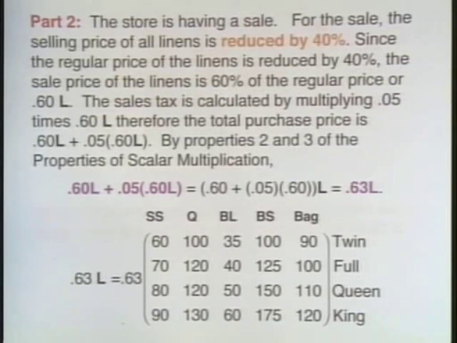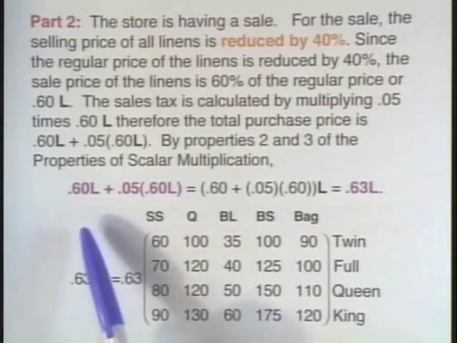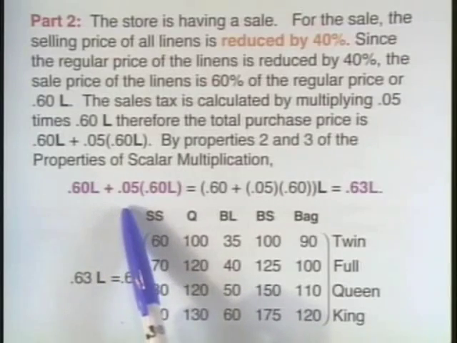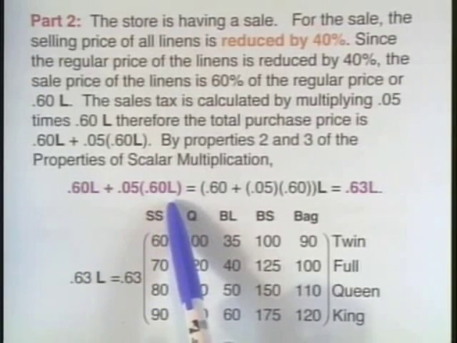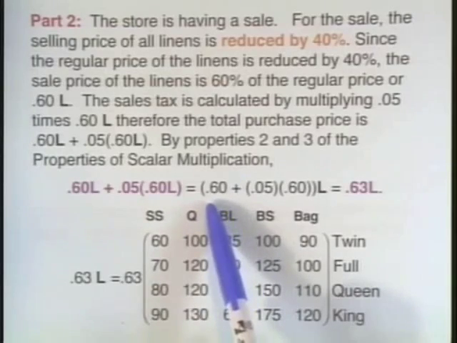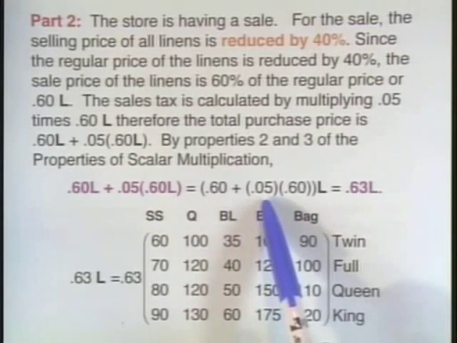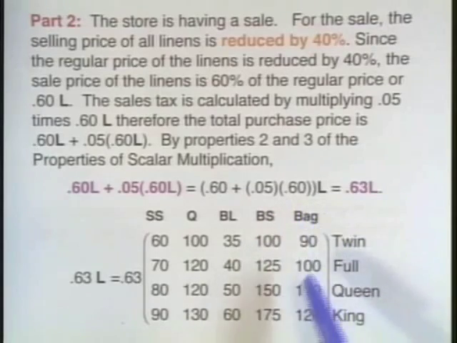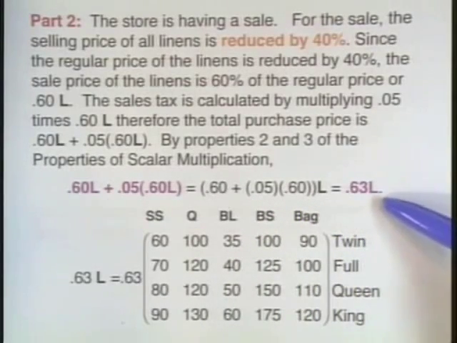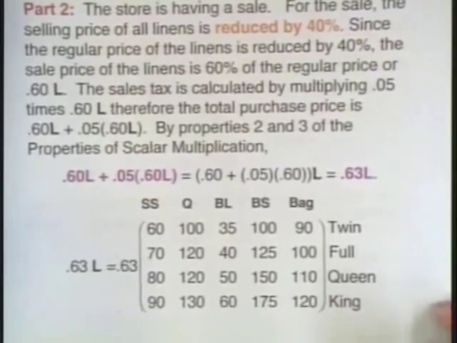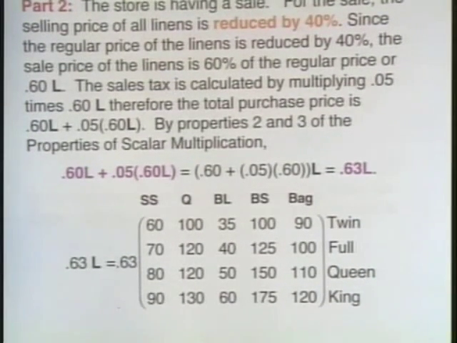0.60L plus 0.05 times 0.60L. By properties 2 and 3 of the properties of scalar multiplication, 0.60L plus 0.05 times 0.60L is equal to 0.60 plus 0.05 times 0.60, that quantity multiplied times matrix L, which gives us 0.63 times L. We calculate the multiplication the same way that we did before. 0.63 times L, which we change into 0.63 times our matrix L.